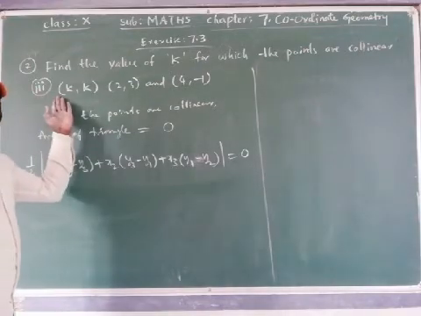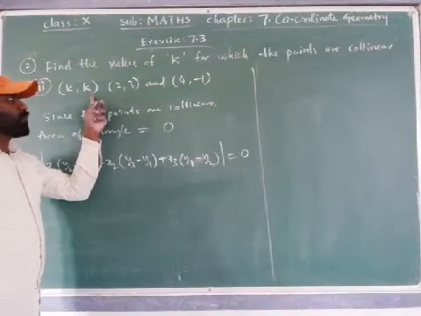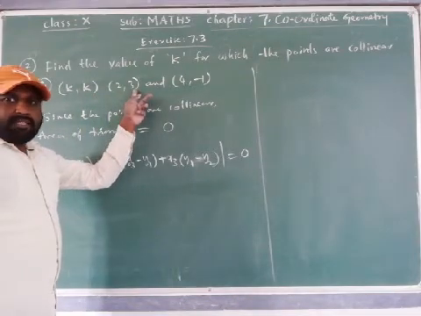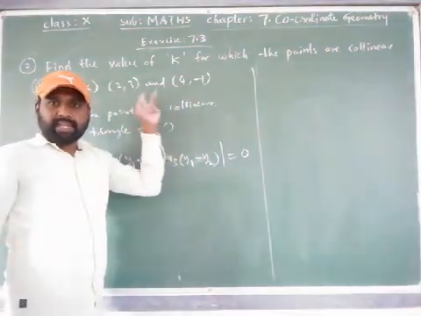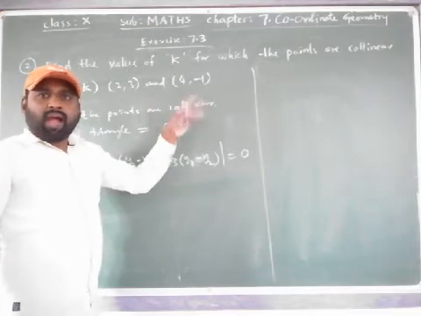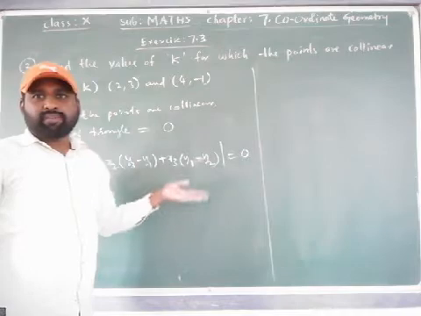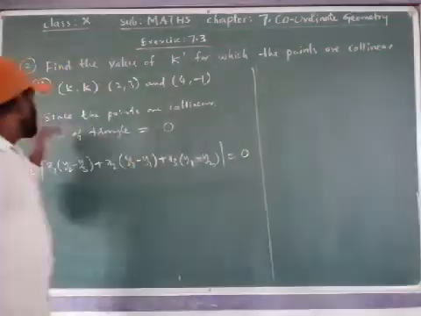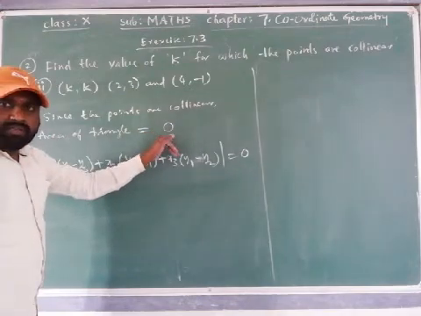See the third question in the same bit. The 3 points given here are (k, k) is 1 point, (2, 3) is another point, and one more third point is (4, -1). With these 3 points, we have to find the area of the triangle. Already they told these 3 points are collinear, so the area of the triangle will be 0. Since the points are collinear, the area of triangle will be equal to 0.